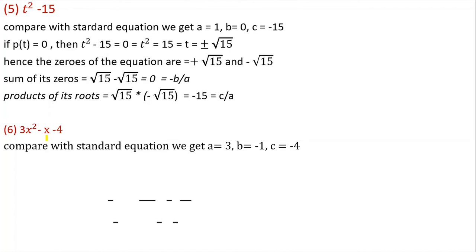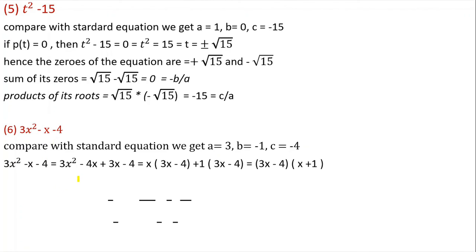term into two subterms which satisfy two conditions. That is, the sum of its terms is equal to minus x, and the product of its terms is equal to minus 4 into 3x squared, that is minus 12x squared. So I can write 3x squared minus x minus 4 as 3x squared minus 4x plus 3x minus 4. See, if we add these two terms, we are getting minus x, and if we multiply these two terms, we are getting minus 12x squared.